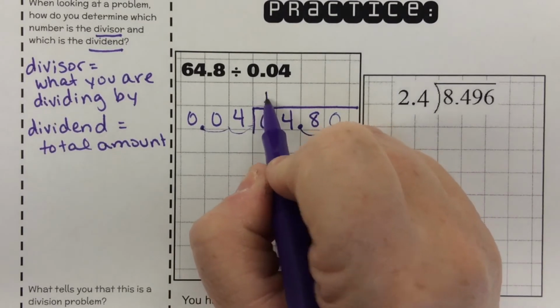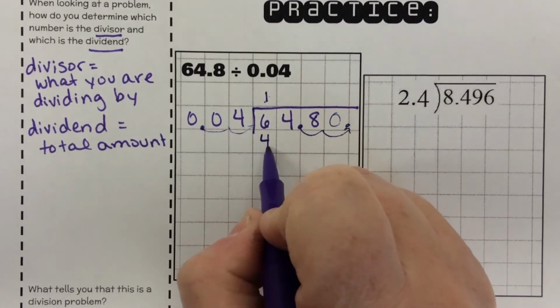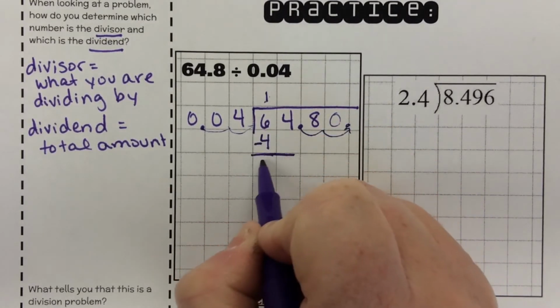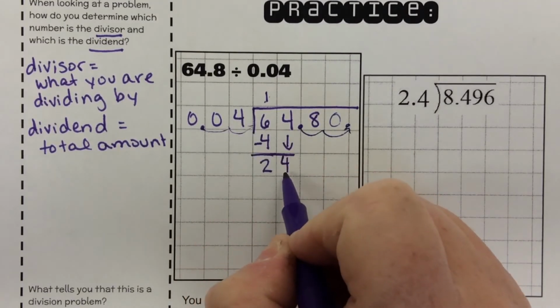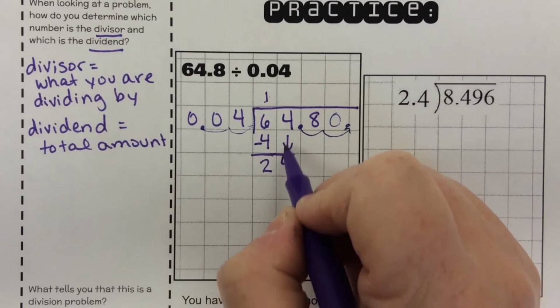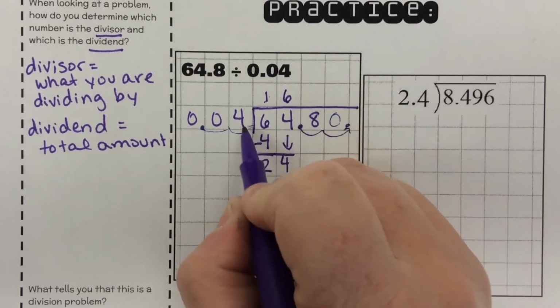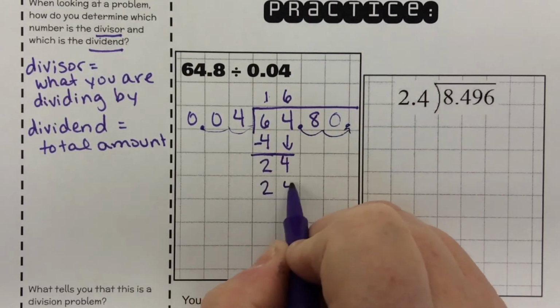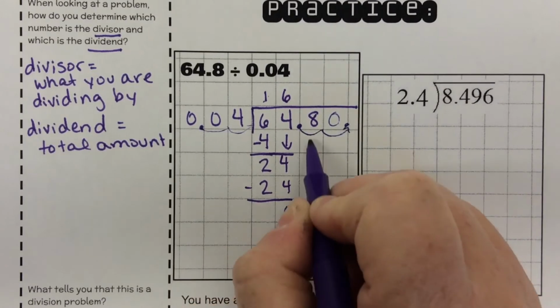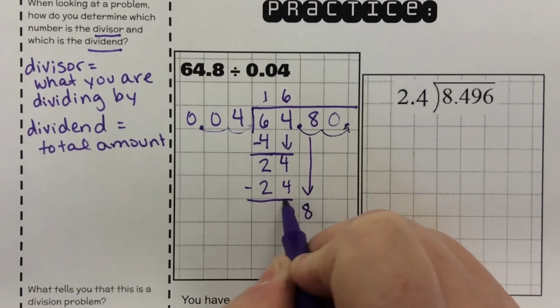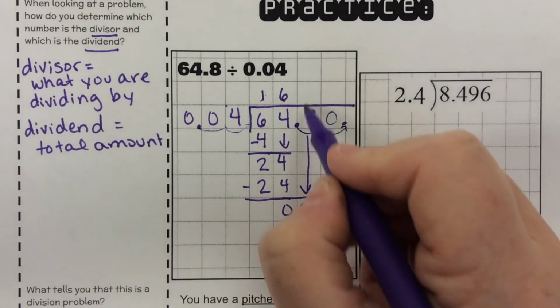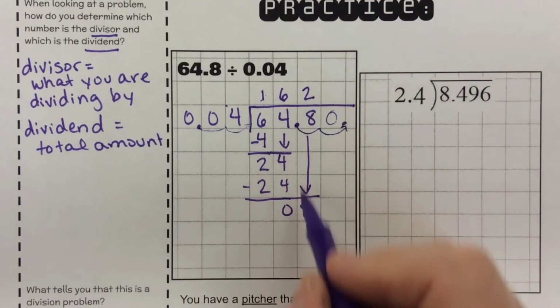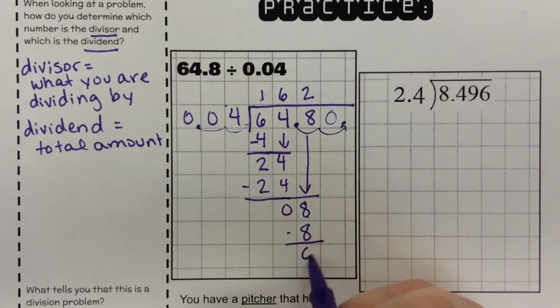4 goes into 6 one time. 4 times 1 is 4. I subtract and get a 2. Now I bring down this 4. 4 goes into 24 6 times. So my 6 goes above the last digit in 24. 4 times 6 is 24, and I subtract and get a 0. I'm going to bring down my 8. 4 goes into 8 2 times, so my 2 goes above that 8 right there. 4 times 2 is 8, and I subtract and get a 0.